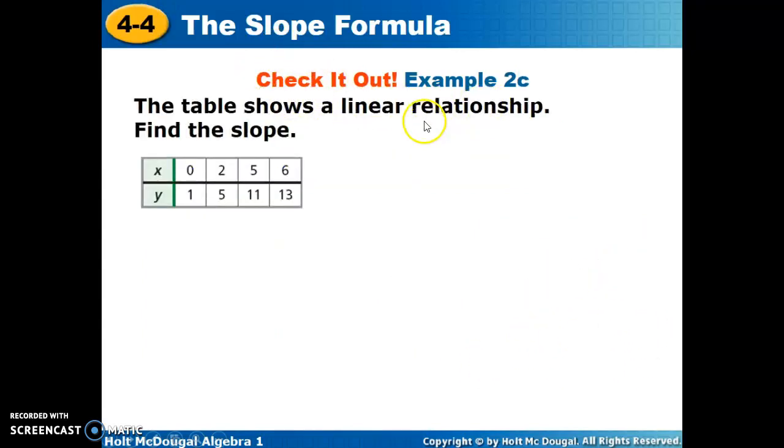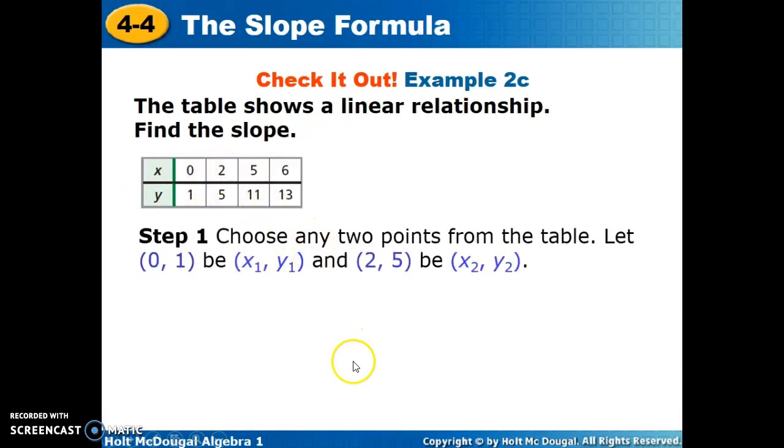Let's look at this table. It shows a linear relationship. So therefore we can pick any points we want. I always like to pick the simplest ones to do mental math first, and then possibly pencil and paper. 0, 1, and 2, 5, fairly easy.